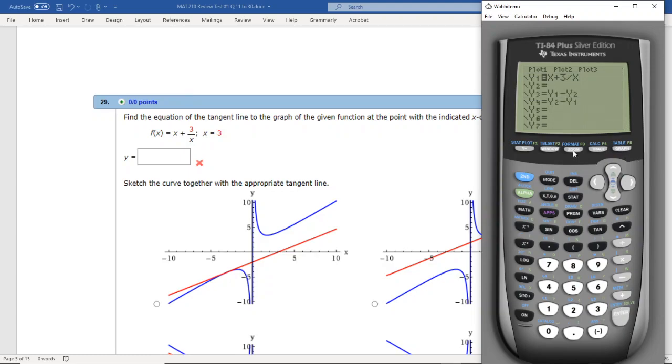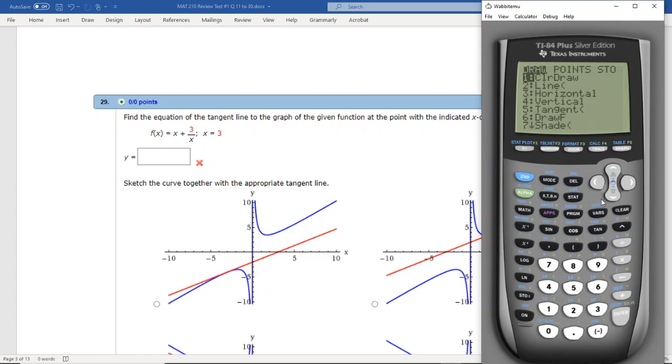We go ahead and graph it. I'm going to do a zoom standard just to be sure. So we get this kind of thing going on. We want to find the derivative or the tangent line at x equals 3. So we go second, draw, right? Draw is a shifted program button. So I'm right here.